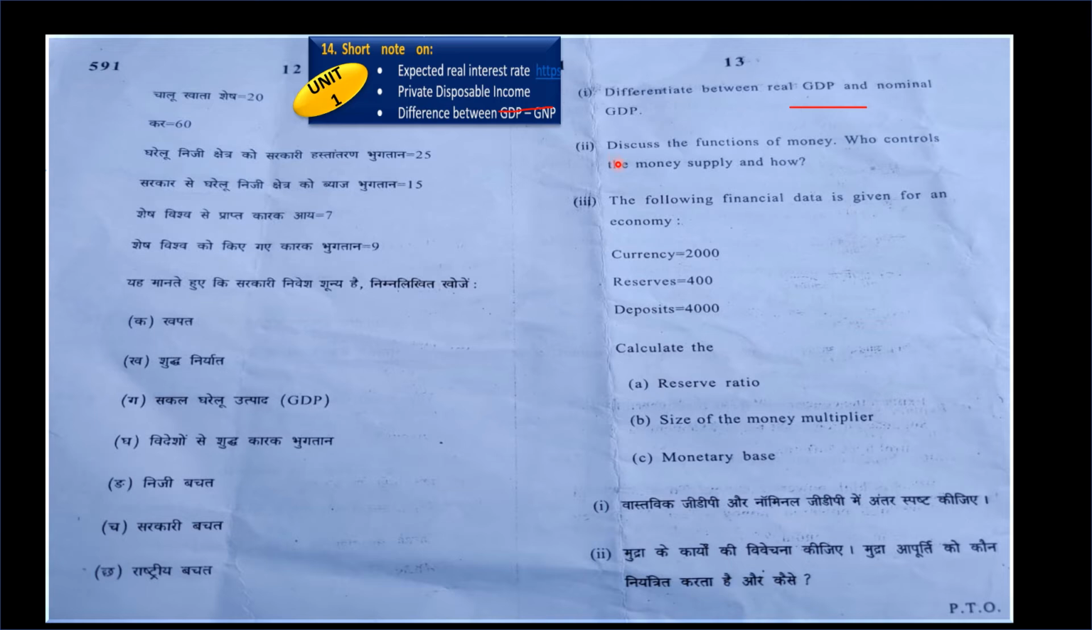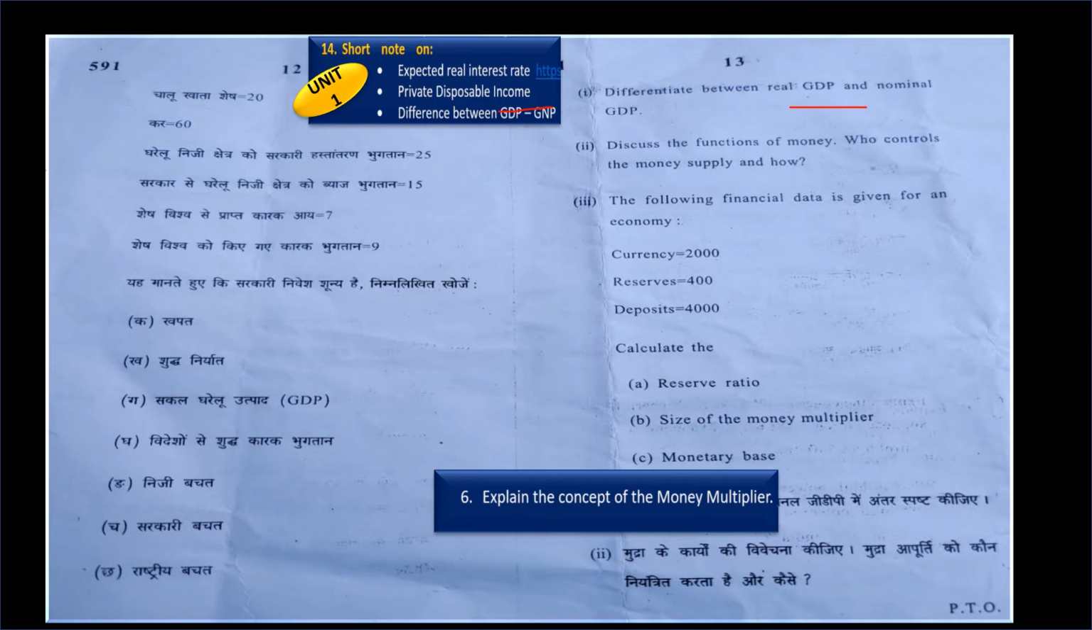The next question was: discuss the function of money. Who controls the money supply and how? So this was the question. The answer is hidden in my sample question: the monetary and fiscal policy and its role in control of hyperinflation.